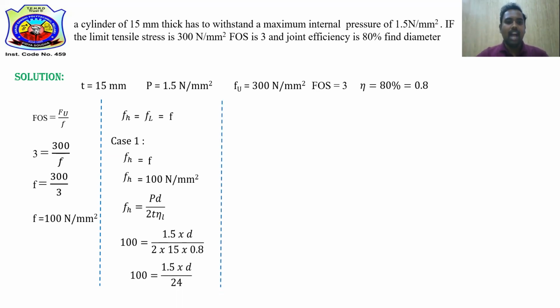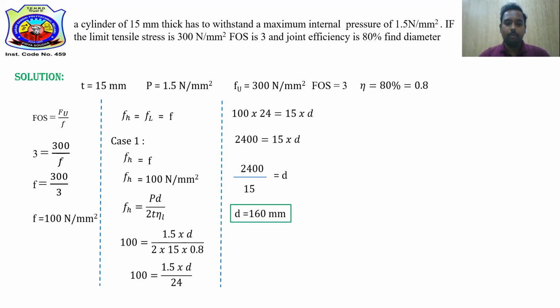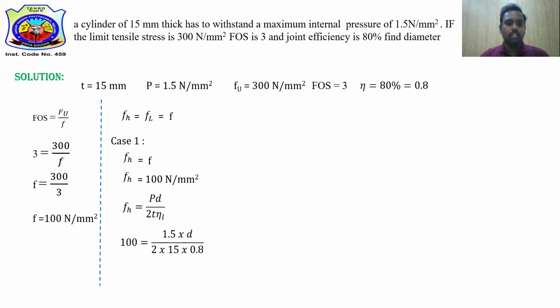On cross multiplication, I'll get the value for diameter, that is 160 mm. So I'll explain the way I got the values. This is just a substitution. What I'll do is, I'll calculate the denominator value. I'll put 100 as it is, 1.5 as it is, diameter as it is, and I will multiply 2 into 15 into 0.8. That's why I'll get 24. In the next step, I will cross multiply and bring this 24 to the left side. So I'll get 100 into 24 is equals to 1.5 into D.